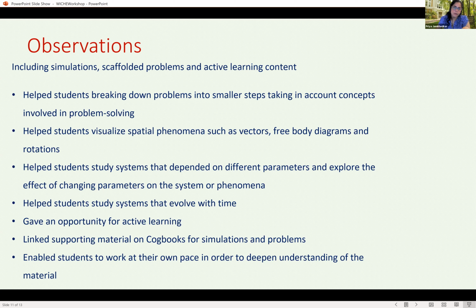And so in physics itself, it has helped my students visualize spatial phenomena with vectors, with rotations, with free body diagrams. So that has led, I think, to a deeper understanding, and they enjoy it more, and they don't feel as frustrated when they don't have to imagine that rotation just in their head while I'm talking about it in class. They can actually see all of that happening.